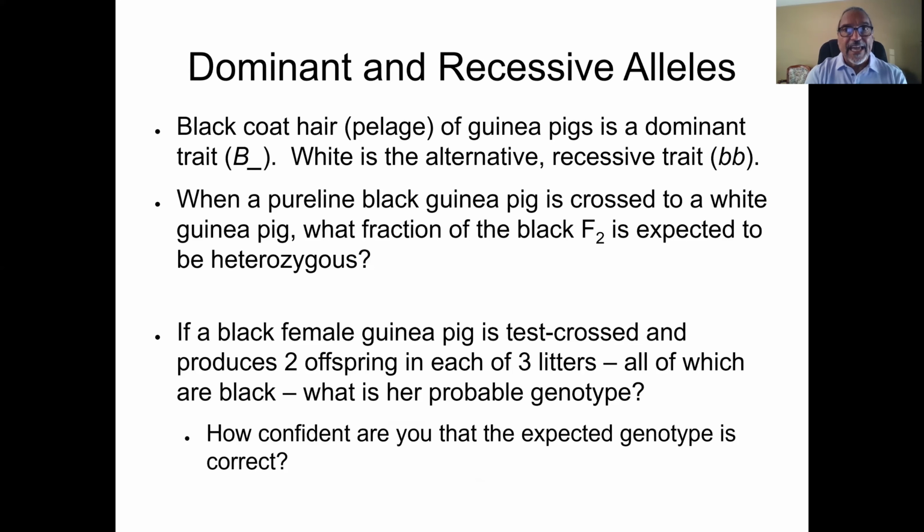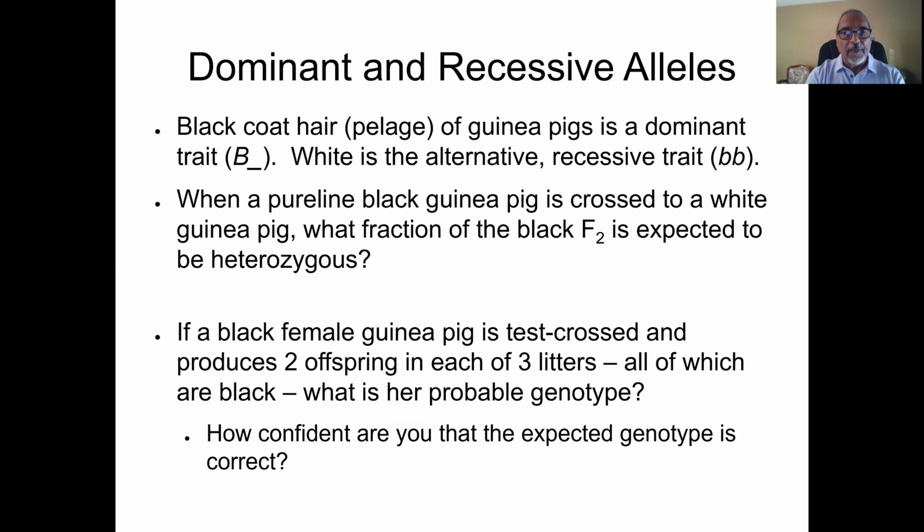It could be homozygous capital B, or it could be heterozygous capital B small b. So we don't know. We want to find out what it is. And the easiest way to find out is to cross it with a homozygous recessive, in this case, homozygous small b. And in this case, we produce 2 offspring in each of 3 litters. That means there are 6 total offspring, all of which are black. Again, I want you to answer the question, and this will be on the Word document that is in Blackboard. What is her probable genotype?